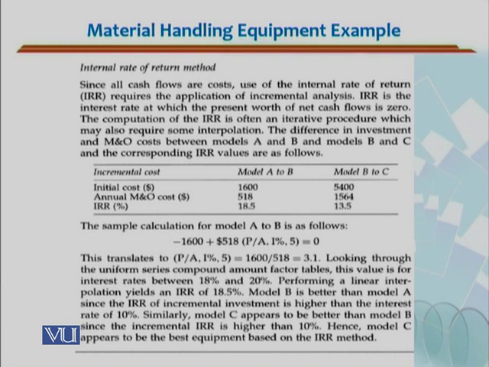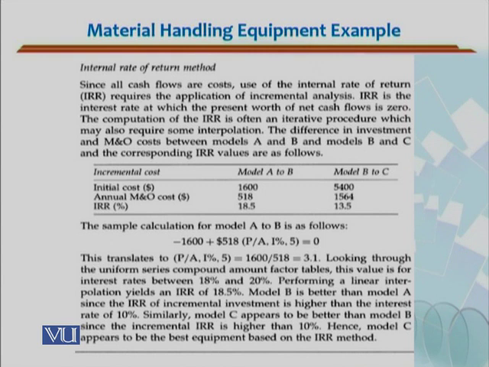The difference in investment and M&O cost between model A and B and model B and C and the corresponding IRR values are as follows. So you need to find the IRR that you should know from some of your accounting or finance courses. So initial cost is there for model A and B, and the annual maintenance and operating cost is there, and the IRR percentage would be found. So IRR percentage for model A and B is 18.5, whereas for model B and C it comes out to be 13.5. You have to find it.